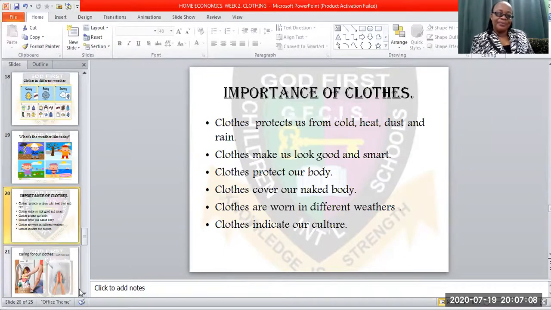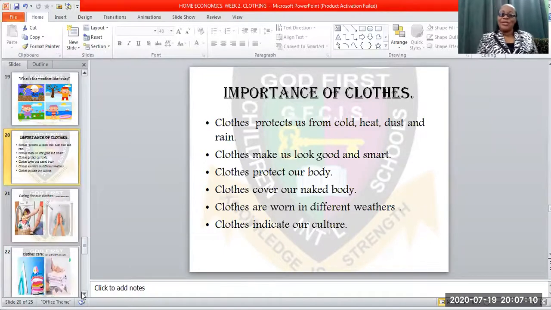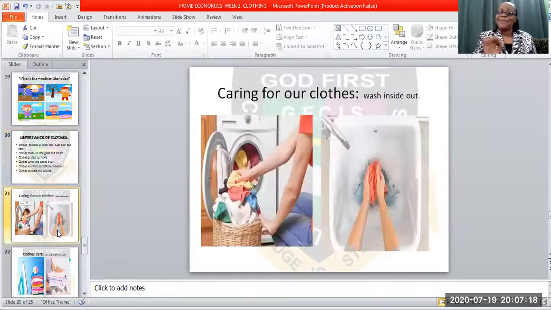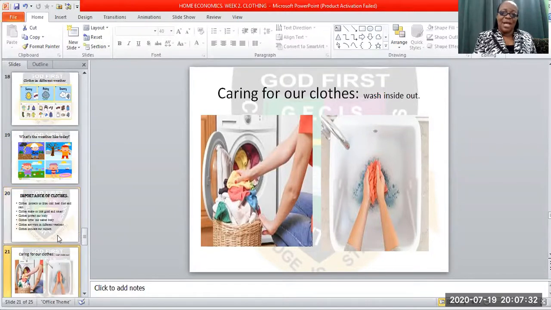Very good. And then we went on to say that we must always take care of our clothes. It's important and vital that we take care of our clothes. Taking care of our clothes means we should wash our clothes. When the clothes are dirty, we should wash them. Is that clear? When we wash our clothes, it helps our clothes last longer.